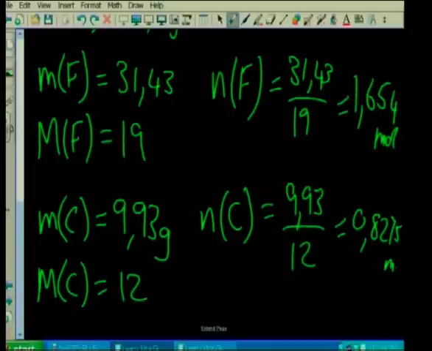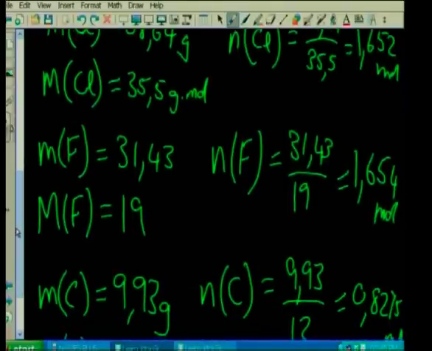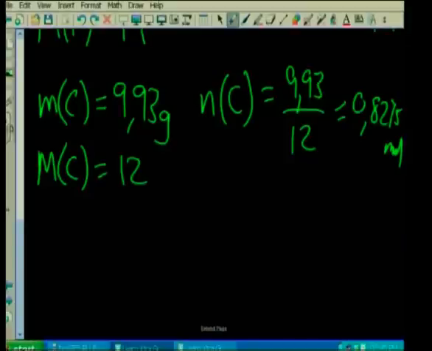0,8275 mole. Now, to get the simplest ratio between these numbers, it's not really that difficult. What we're going to do is take the smallest of the numbers we've calculated and divide all of them by that smallest number. So let me show you what we're going to do. I'm going to just rewrite it over here.